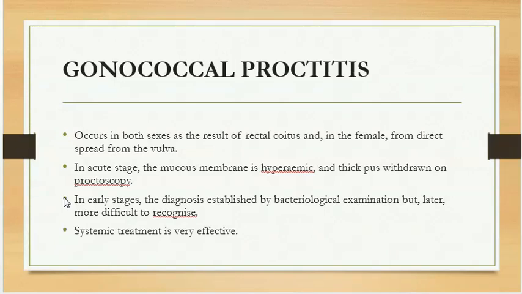So in early stages, it is easy to diagnose by bacteriological examination, but later on, the diagnosis becomes difficult because it becomes difficult to recognize. Gonococcal proctitis is treated by systemic treatment, that means with IV antibiotics, and gonococcal proctitis responds to this systemic treatment with antibiotics.